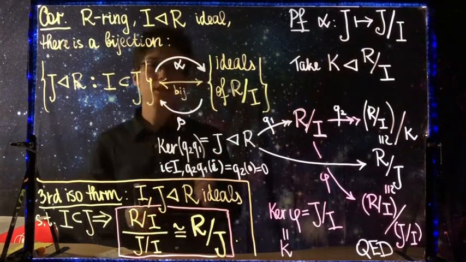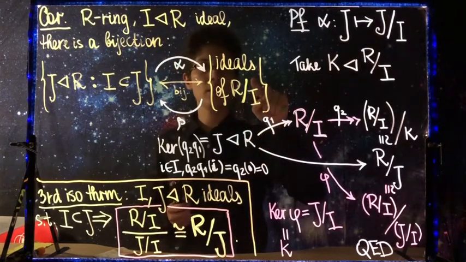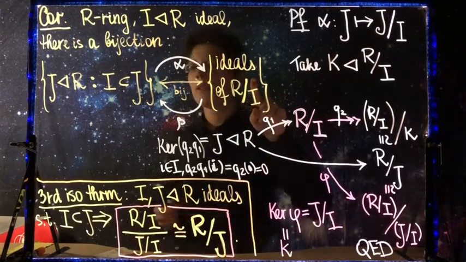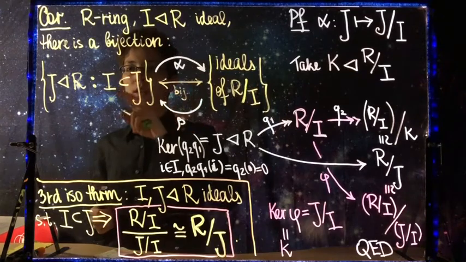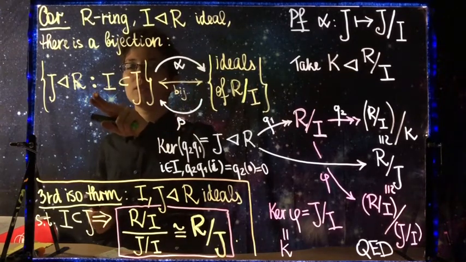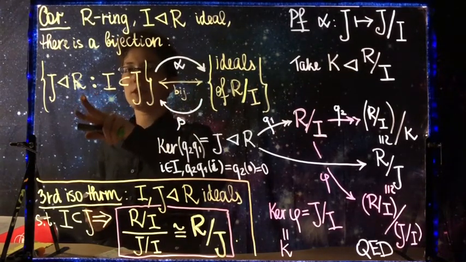So the upshot is that you can think of ideals in the quotient ring as certain kinds of ideals in the ring that you started with.